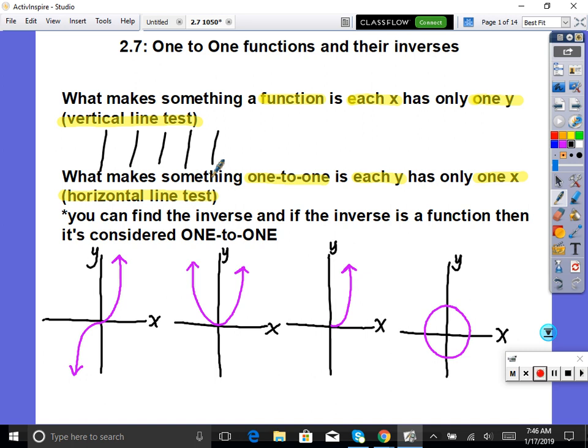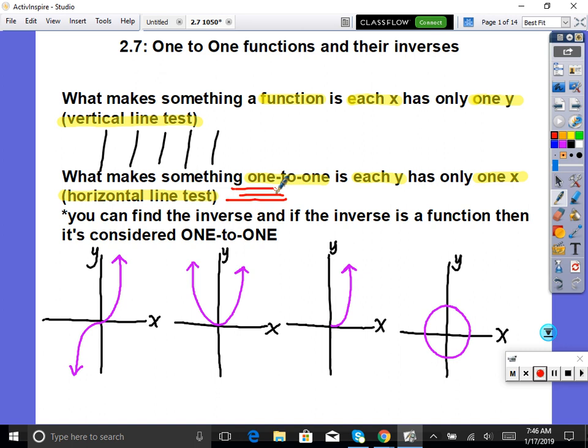What makes something one-to-one, it doesn't have to be a function, sorry, is the other way: each y has only one x. How we test that is the horizontal line test. If we draw horizontal lines across our graph and it hits your pencil in two places, it is not one-to-one. You have to be able to draw horizontal lines and it only crosses that horizontal line one time.